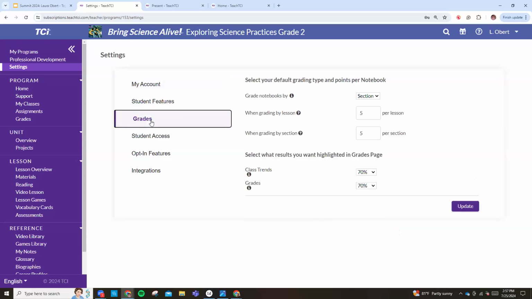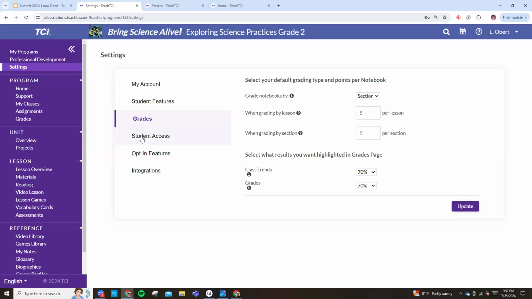The second area you're going to want to go to is grades. My personal classroom goal is 70% mastery. So I have adjusted that in here. TCI's default is going to be 50%. And so if you're going through and you want it to be something different than 50, you can go in and change that under settings and grades. If you're happy with 50%, leave it. You can also adjust the sections and lessons as well up here, as well as when you're grading it by, and the point value that you're giving, you can adjust that in there too.